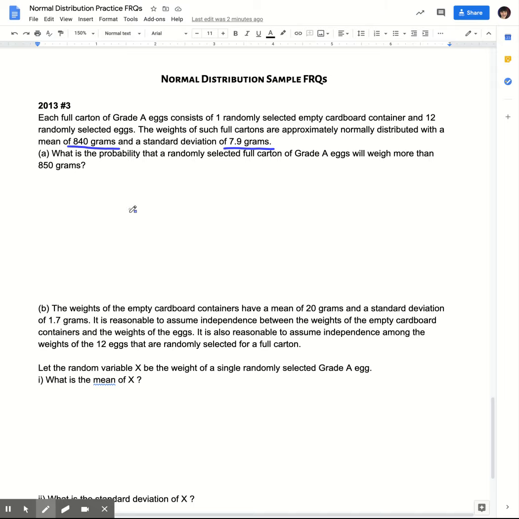Part A asks, what's the probability that a randomly selected pack of 12 will weigh more than 850 grams? So 850 grams is my X value, and my mean and standard deviation are underlined up here. I'm going to give this a variable because it didn't give me one. I'm going to use the variable W for weight, the weight of a full carton.